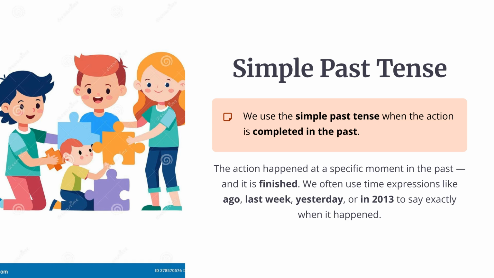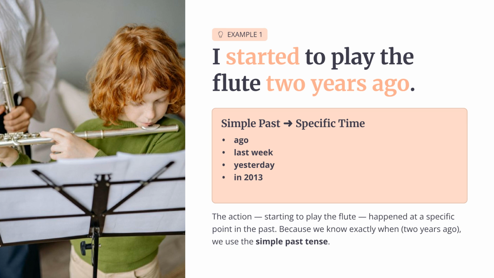We often use specific time expressions like ago, last week, yesterday, or in 2013 to tell us exactly when it took place. Here is example 1. Look at the sentence. I started to play the flute 2 years ago. The action of starting to play the flute happened at a specific point in the past. Because we know exactly when it happened, 2 years ago, we use the simple past tense. Specific time expressions for the simple past include ago, last week, yesterday, and in 2013.